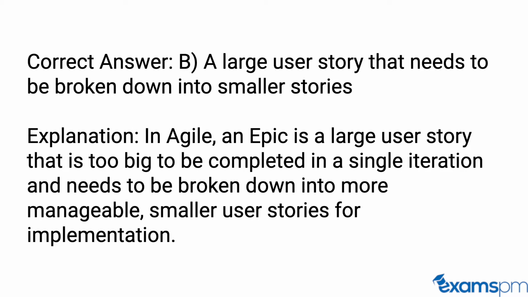Correct answer: B, a large user story that needs to be broken down into smaller stories. Explanation: in Agile, an epic is a large user story that is too big to be completed in a single iteration and needs to be broken down into more manageable, smaller user stories for implementation.